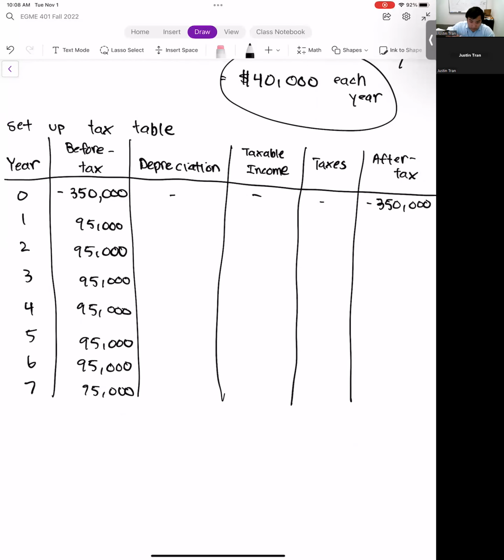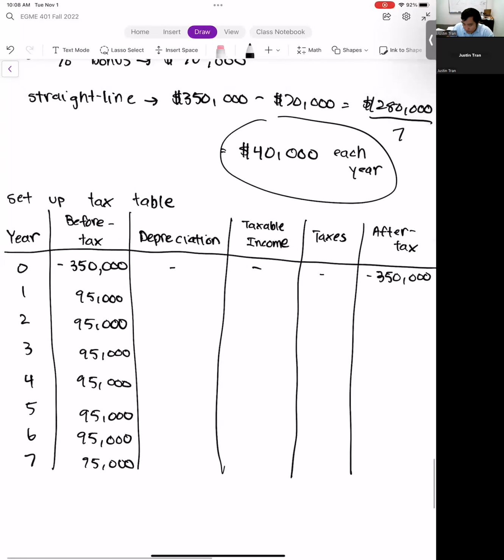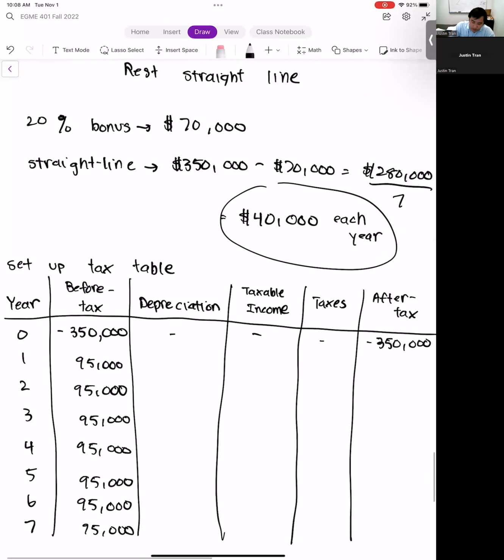Okay. All right, next we have depreciation. And so depreciation, remember, in year 1 is going to be the sum of the bonus depreciation and the straight line value. So it's going to be 70,000 plus 40,000. And so year 1 is going to be 110,000. And then every year after that is going to be 40,000.